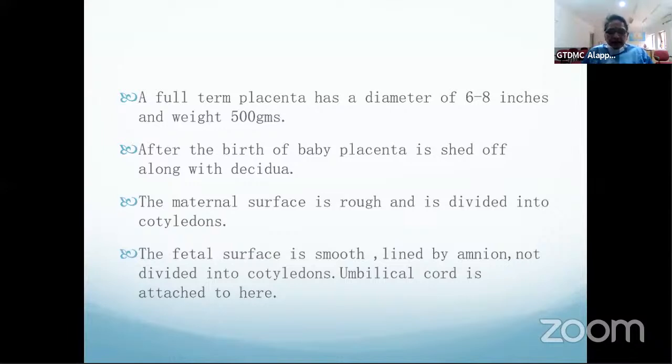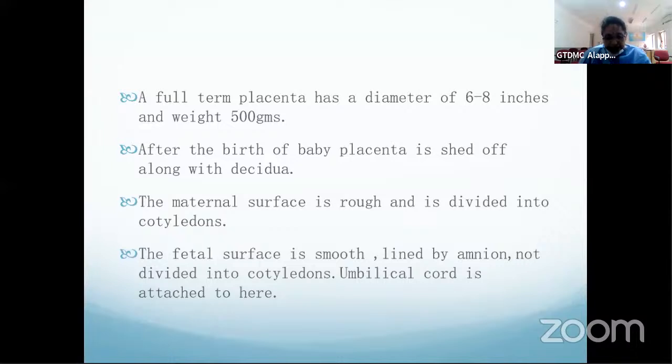Some of you may have heard about it. Anyway, there are pre-malignant and malignant lesions. The pre-malignant lesions are the hydatidiform moles, complete mole and partial mole. The malignant lesions are invasive mole, choriocarcinoma, and placental site trophoblastic tumor. So you can diagnose hydatidiform mole as early as the first trimester.